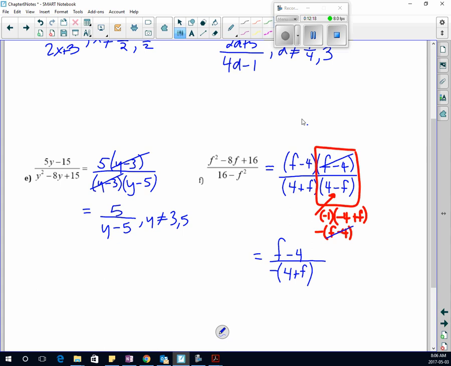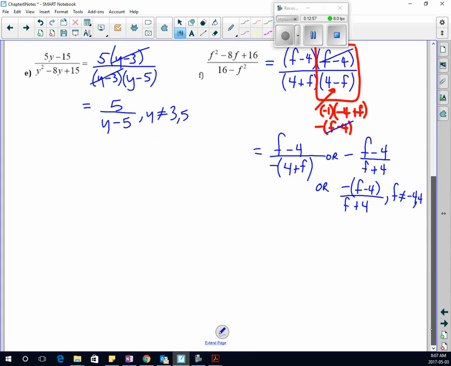That negative, because it's going to this whole bottom, you can also stick it in front like this, negative bracket, sorry, negative f minus 4 over f plus 4. I'm going to write it that way. You could also write it as negative bracket f minus 4 over f plus 4, like that. As long as you have one negative and it's going to the whole thing, it's all good. Okay, so I still have to state my non-permissibles. F cannot equal, if I look at the bottom, negative 4 and positive 4. Okay.